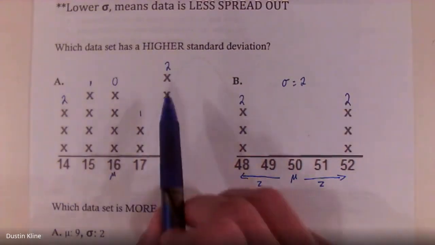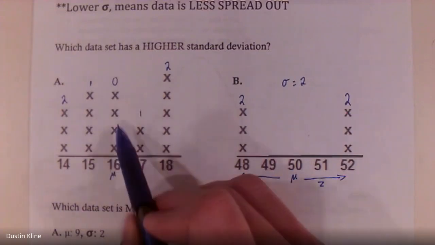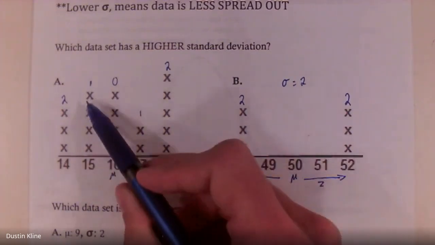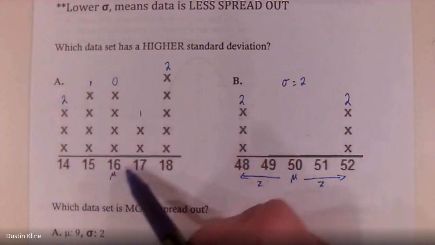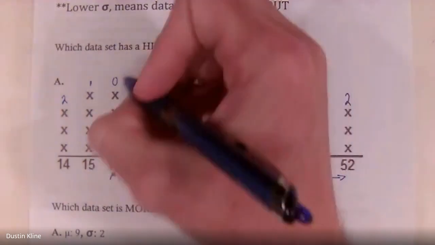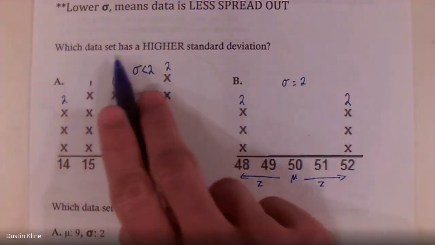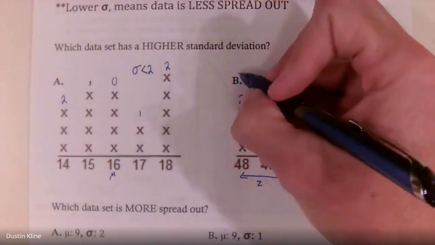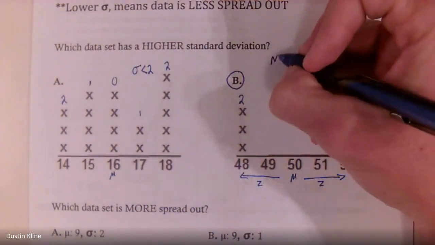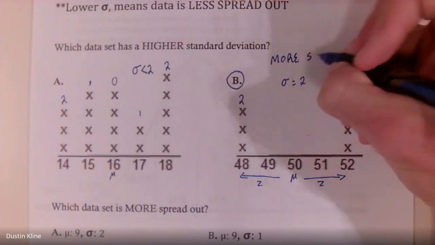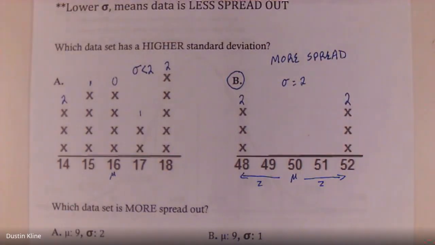When we look at A, we do have some data points that are 2 units from the mean, but we also have a bunch of data points that are 0 units away from the mean, exactly on the mean. Then we have some that are 1 unit away from the mean. So although we have some that are 2, all of these data points that are closer to the mean tell us that our standard deviation, we're not sure what it's going to be, but it's going to be less than 2. So when we look for which data set has a higher standard deviation, it would be data set B. This data is more spread out than data set A. And that's just a visual look at it.